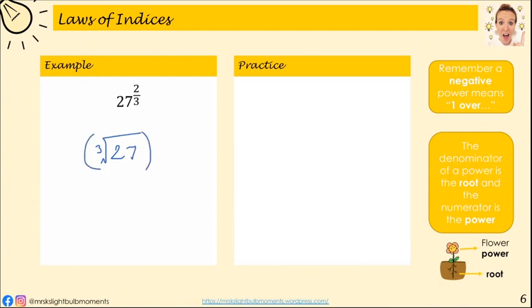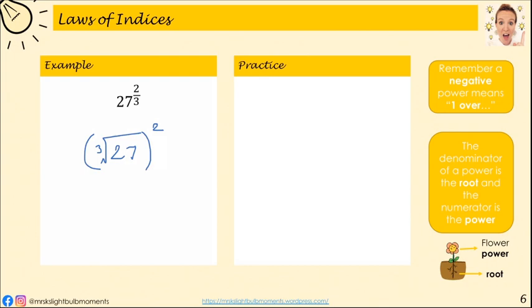Then I'm going to need to square it because that numerator, the top part of the fraction, is the power. So cube root, then square. Always do the root first as it makes it more manageable and easier to deal with. Now, if you don't know your cube roots, you've just got to guess and work it out.